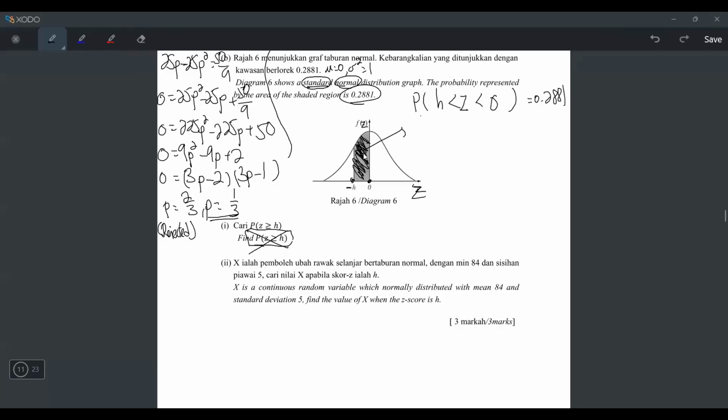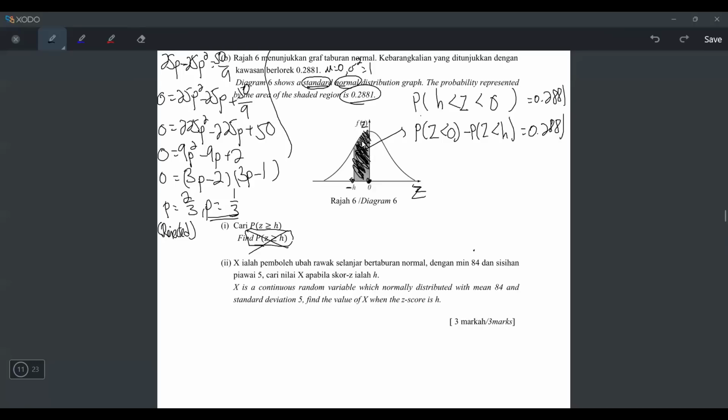If you look carefully, the shaded region is in between 0 and H. So what I will do is I will write P(Z < 0) minus P(Z < H) equals 0.2881. Let me explain. Do you remember I mentioned before, if your shaded region intersects with the vertical axis, you have to take 1 minus. But do I have to take 1 minus for this question? The answer is no, because the shaded region didn't cross over to the other side. So you don't have to take 1 minus, because 1 is the total area. You just have to take 0.5 minus because the shaded region only touched on it.